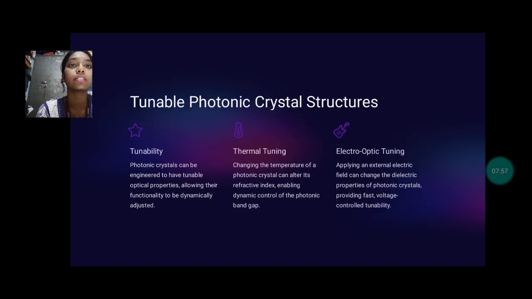Tunable photonic crystal structure. Tunability. Photonic crystals can be engineered to have tunable optical properties, allowing their functionality to be dynamically adjusted. Thermal tuning. Changing the temperature of a photonic crystal can alter its refractive index, enabling dynamic control of the photonic band gap. Electro-optic tuning. Applying an external electric field can change the dielectric properties of photonic crystals, providing fast voltage control.